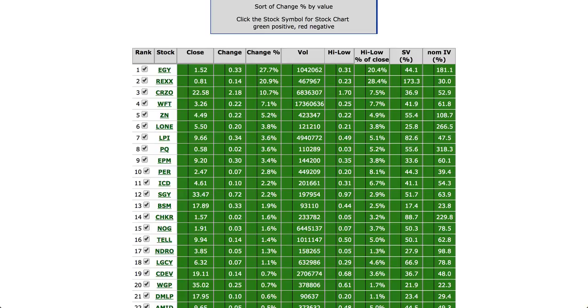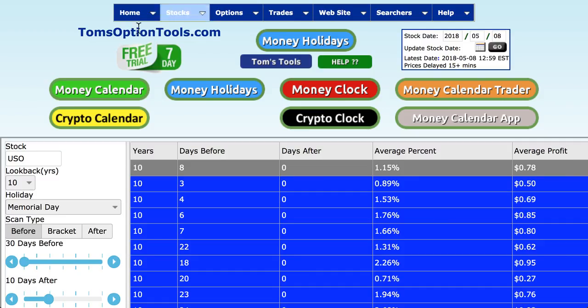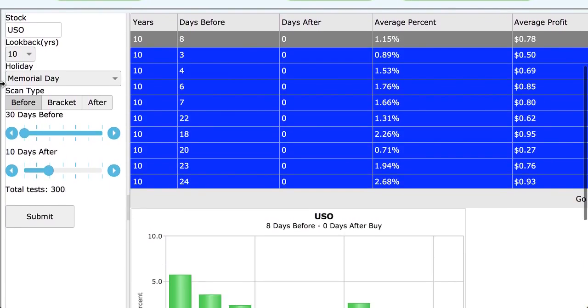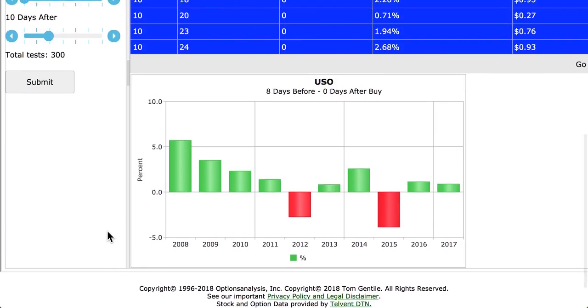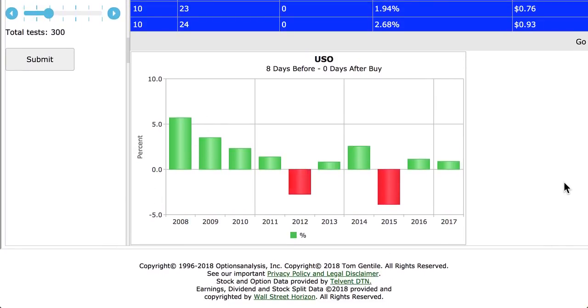Finally, can't walk away without looking at the money calendar. What I want to look at here is something that we call holidays. Now, what I did was I already cranked this up, putting in USO, looking at the last 10 years before Memorial Day. What happens before Memorial Day? What's been happening is we're getting a 70 to 80% read on the last 10 years, meaning that the price of USO and crude oil, and more than likely a lot of energy stocks, tend to move higher as we get into Memorial Day.